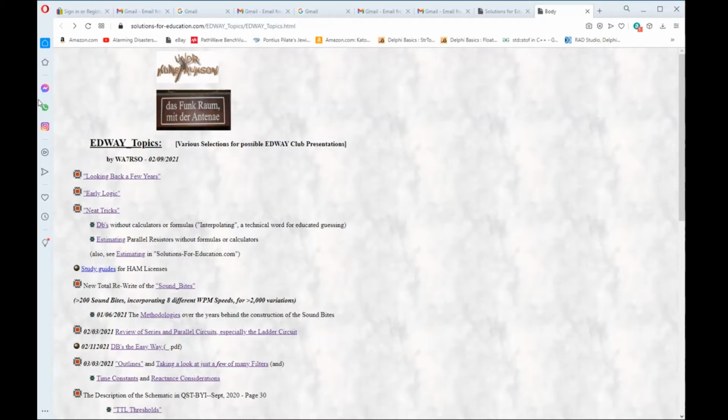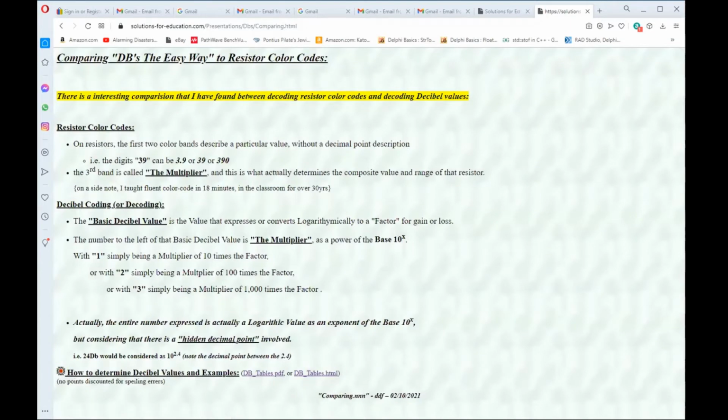Okay, Federal Way topics. First of all, does everyone know you can go to my website and click on Edway, and it takes you right straight to this page. Now unhook one earphone so I can hear what I'm saying. Come on down here to the bottom where it says today's date. dB's the easy way. All right. And here we go. Here's something I came up with.